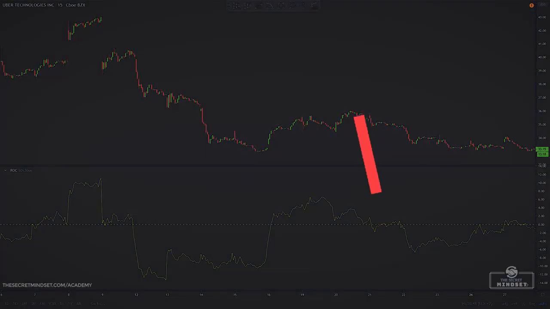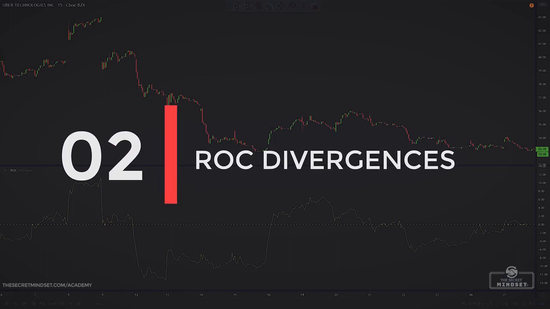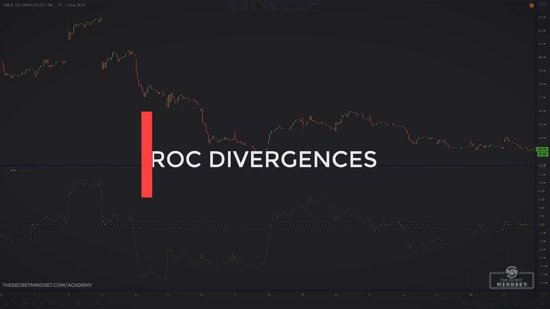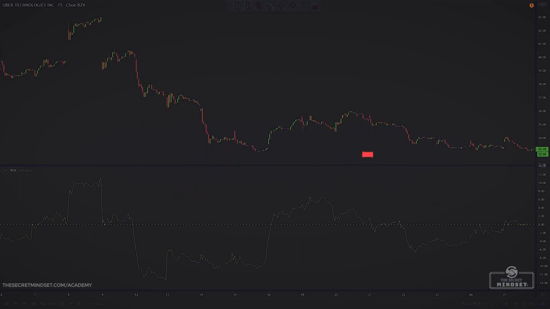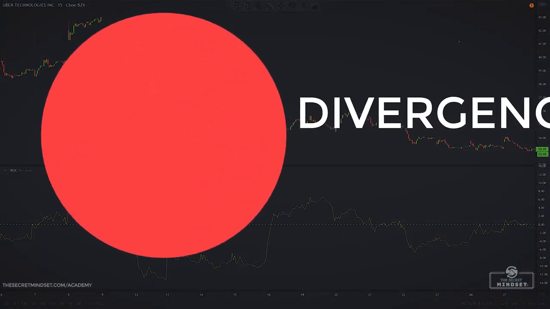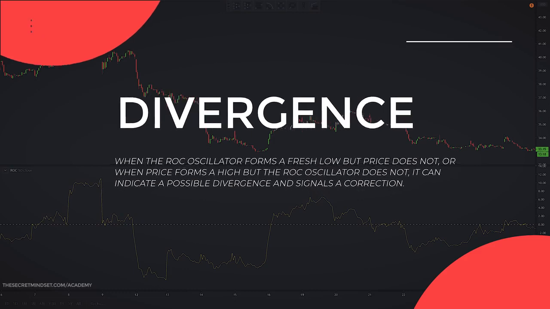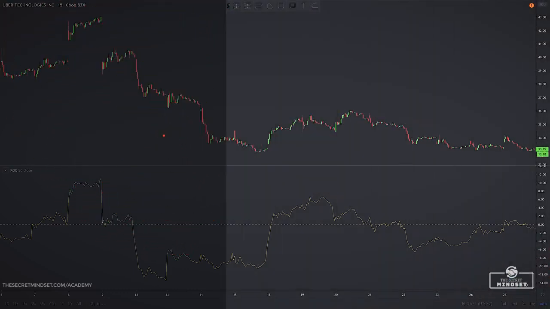The second strategy involves using the rate of change for divergences. The concept of divergence is the same whether you are using the relative strength index, the stochastics, or the price rate of change. A divergence is common to all oscillators. When the oscillator forms a fresh low, but the price doesn't, or when the price forms a higher high, but the oscillator doesn't, it indicates a possible divergence and signals a correction.